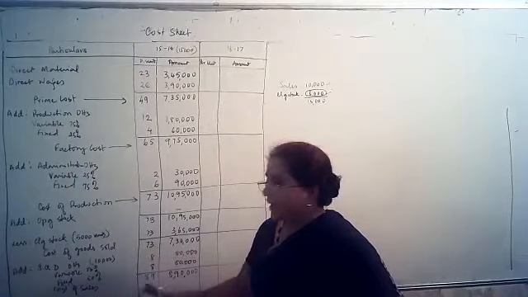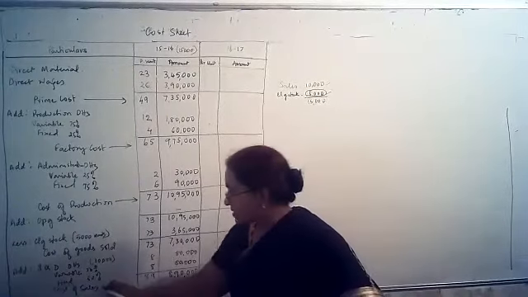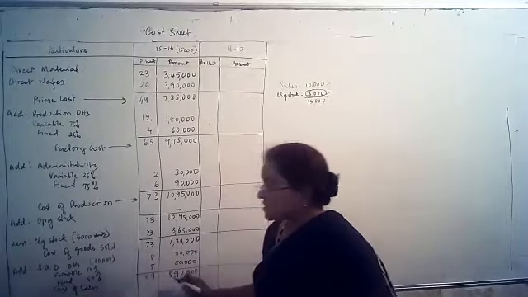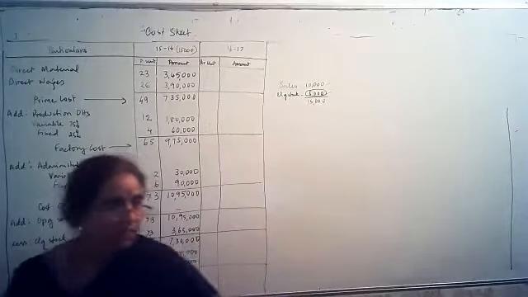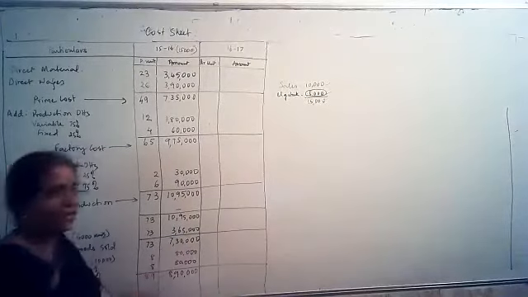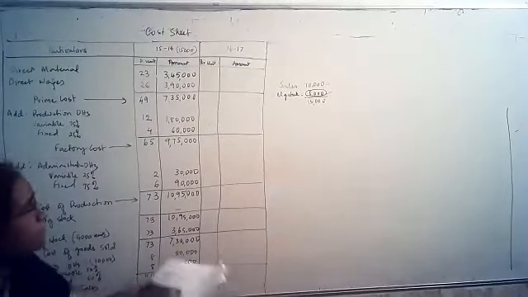So add up, 89 rupees is the total cost of sales. And 8,90,000 is the total for whatever I am producing. So this is for the previous year.